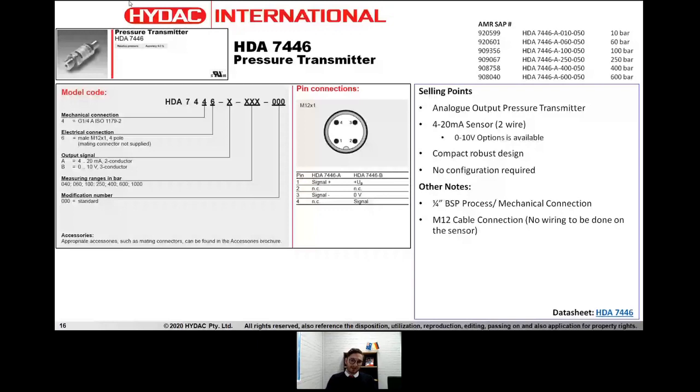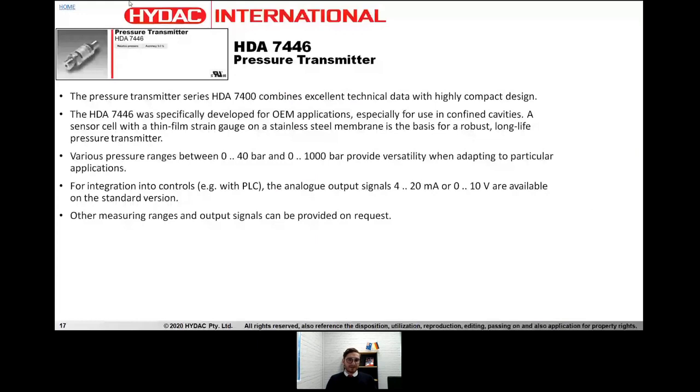So you can see the pin connections. Pin 1 is your power supply, and pin 3 is your analog output. Just a quick summary on the sensor: it's a robust, thin film strain gauge sensor, designed for harsh environments as well. It comes from 10 bar up to 1000 bar, and we do have other output signals available.